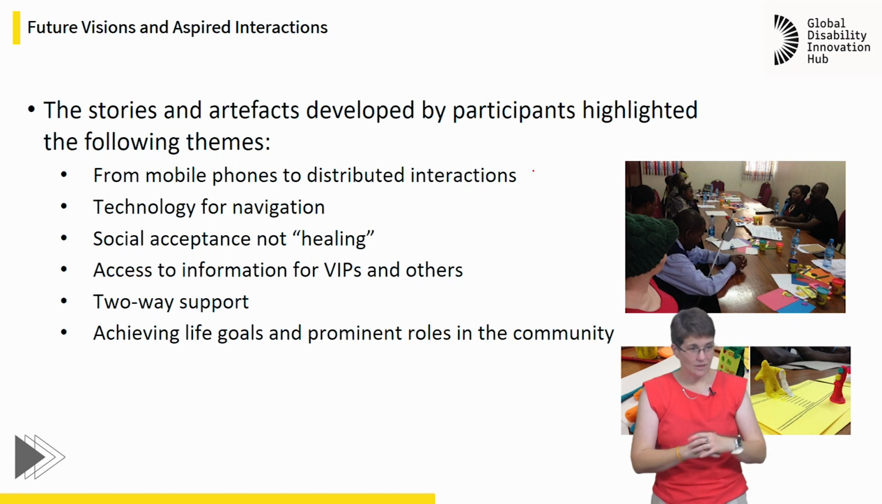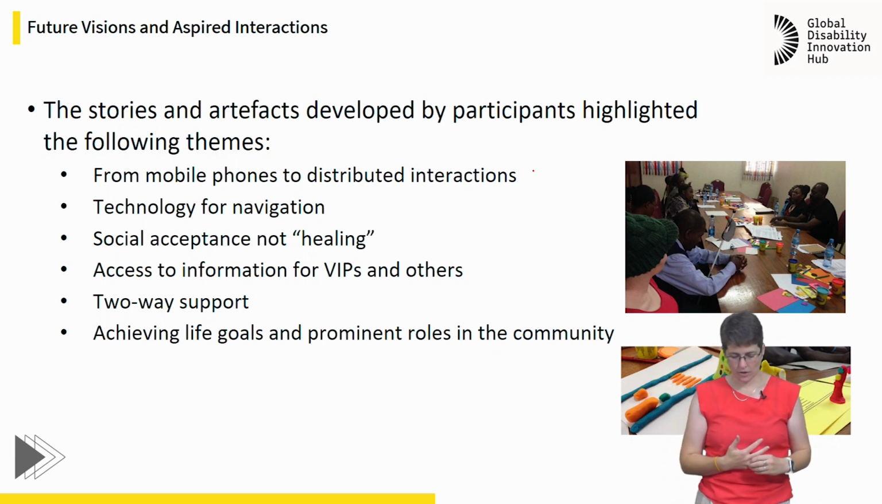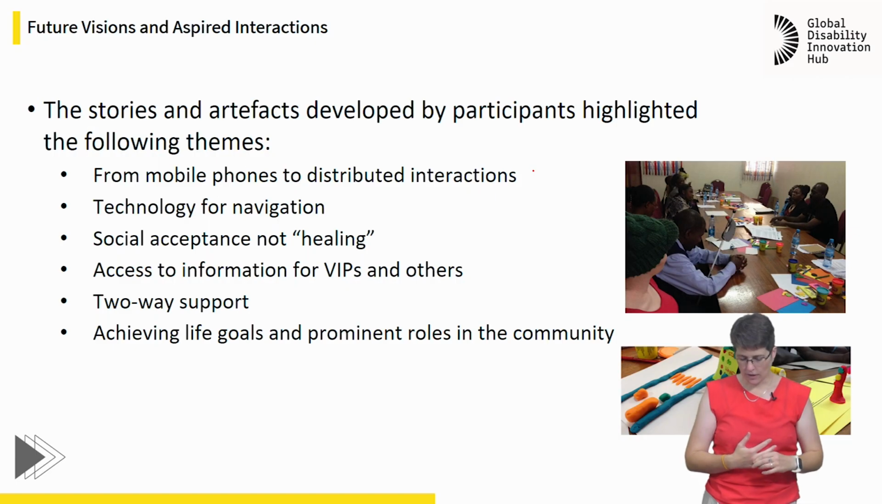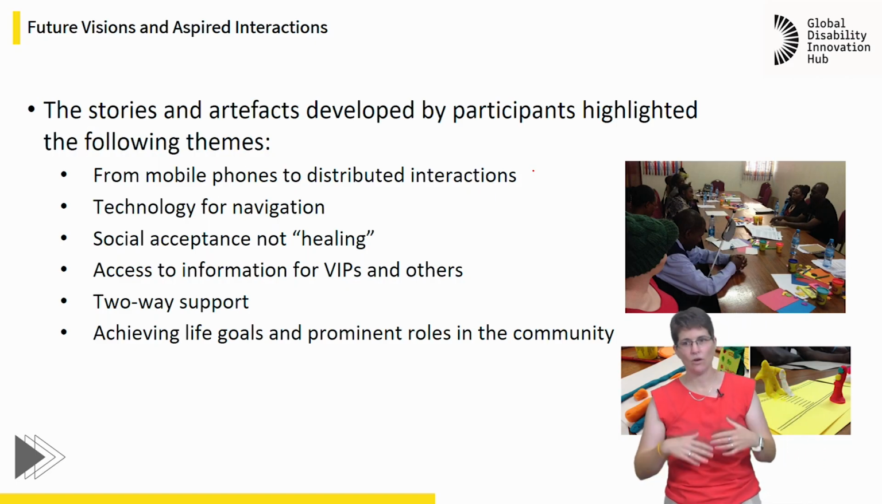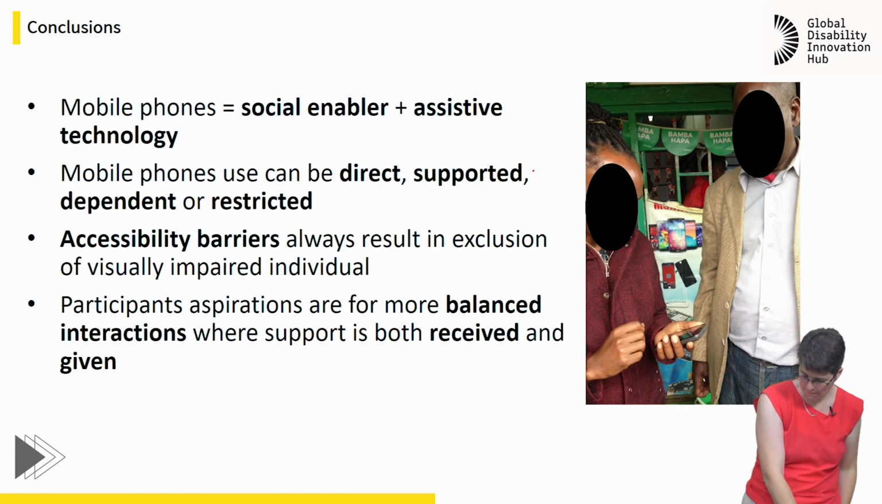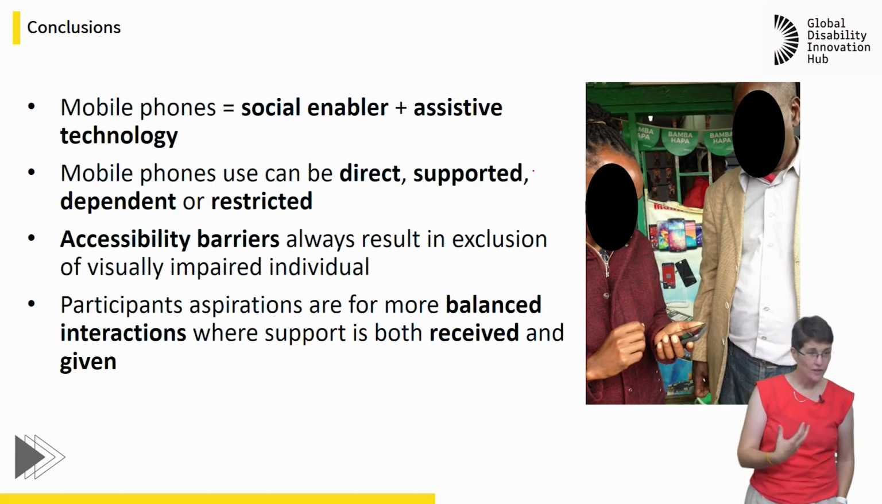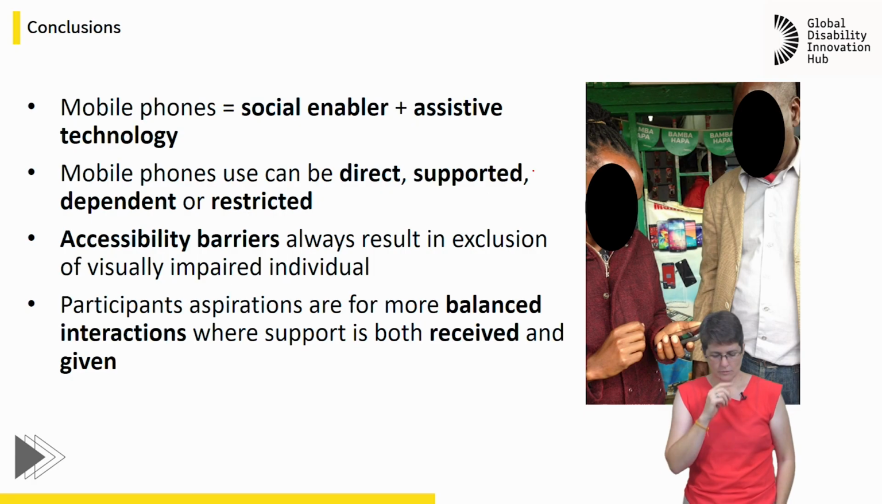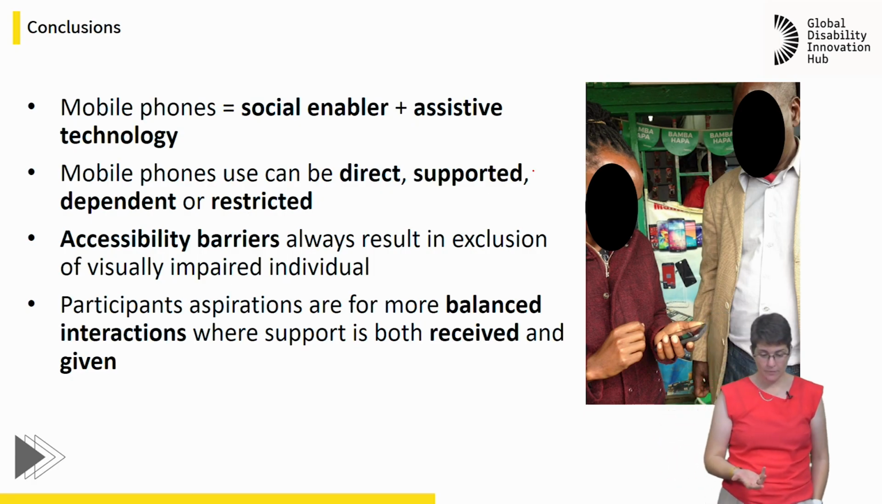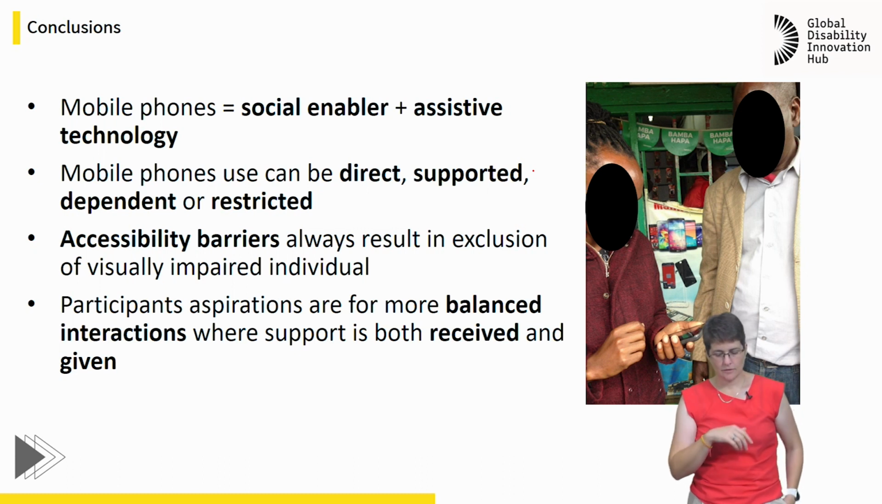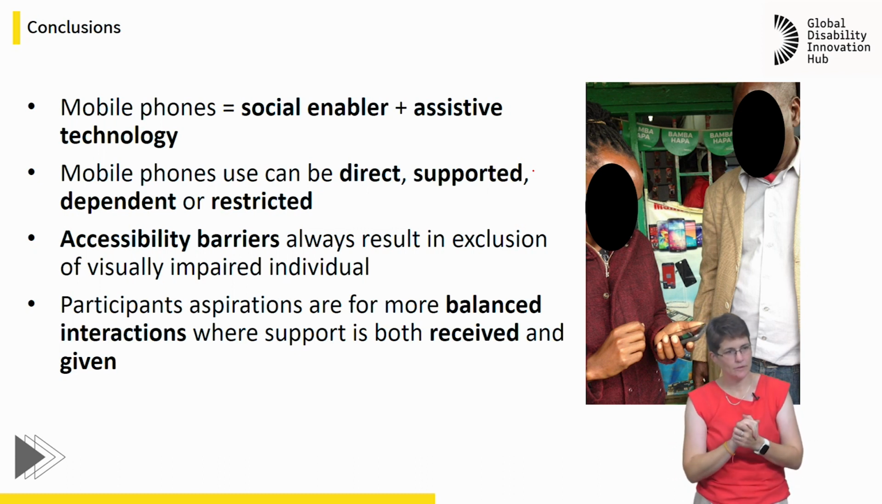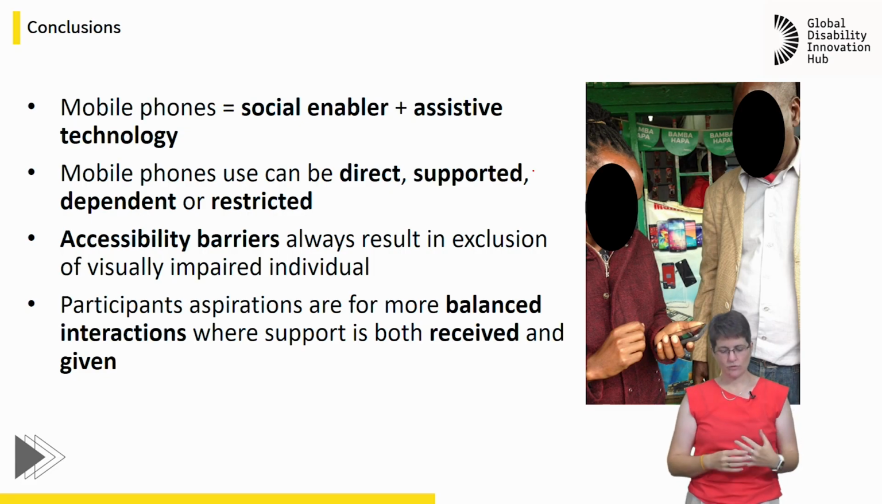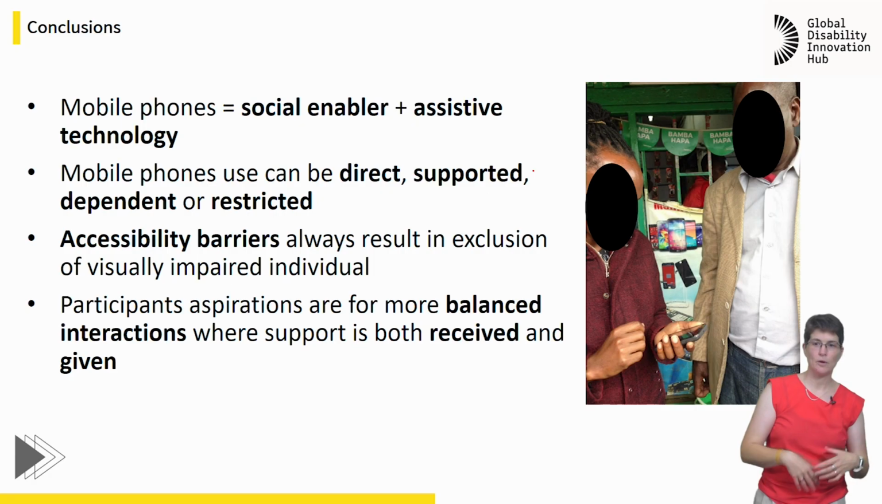Lots of access to information, as you saw from the story I read out, just that people would get information at the right time. Lots of two-way support and achieving life goals and prominent roles in community. And a lot about where people would sit in terms of social structure. So overall, the conclusions from the study, it's a very small study. It was only 7 people, and then about 11 people who took part in the co-design. Mobile phones are not just a social enabler, they are an assistive technology. You can have direct, supported, dependent, or restricted interactions currently. Accessibility barriers always result in exclusion of the visually impaired person, and participants' aspirations are for more balanced interactions where support is both received and given.